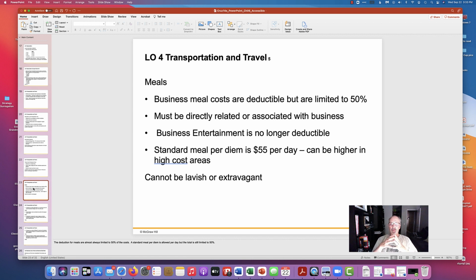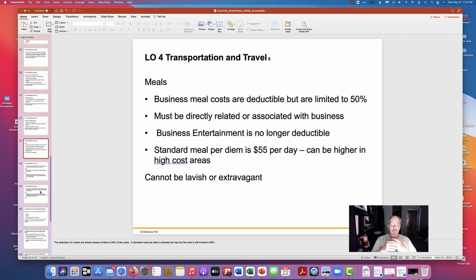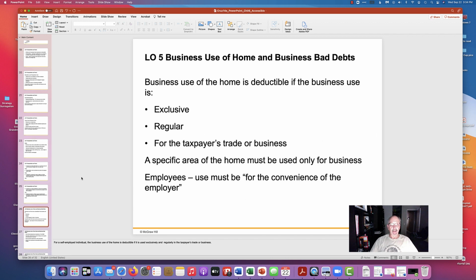Business meal costs are deductible, but limited to 50%. Must be directly related or associated with business. Business entertainment is no longer deductible. Standard meal per diem is $55 a day. And again, reasonable.